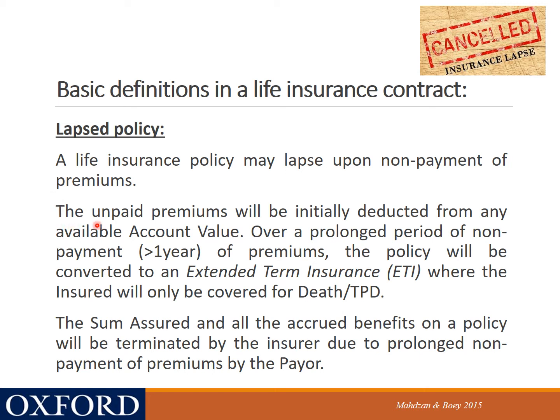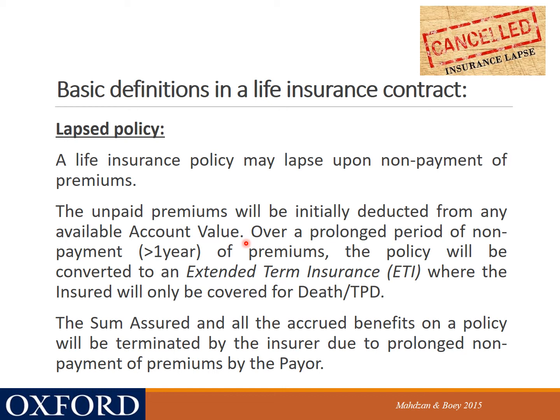The first one is that the unpaid premiums will be initially deducted from any available account value. So say that a person pays the insurance policy for 5 years already, and that life insurance policy has a cash value, so it doesn't just disappear, it doesn't just go to the insurance company like that. So upon non-payment of premiums, what the insurance company will do is to take out from the account value, the cash value, to pay for future premiums.